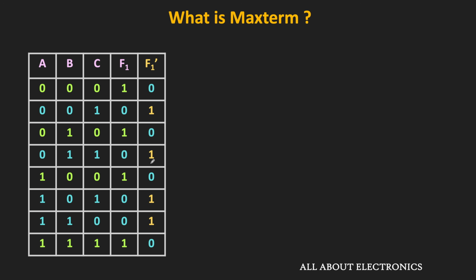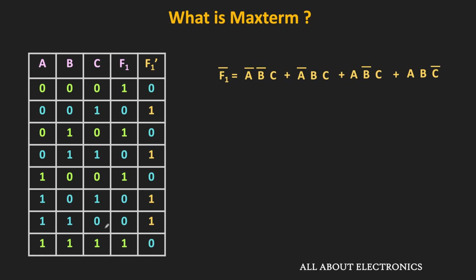So first of all, let us represent this f1 bar in the form of sum of minterms. And for that, let us do the summation of all the minterms for which this f1 bar is equal to 1. So here, this minterm corresponding to 001 is equal to a bar dot b bar dot c, while the minterm corresponding to 011 is equal to a bar dot b dot c. Likewise, the minterm corresponding to 101 is equal to a dot b bar dot c, and the minterm corresponding to 110 is equal to a dot b dot c bar.